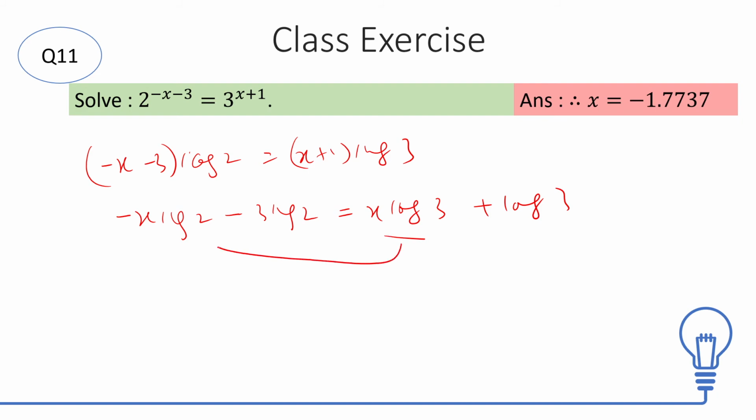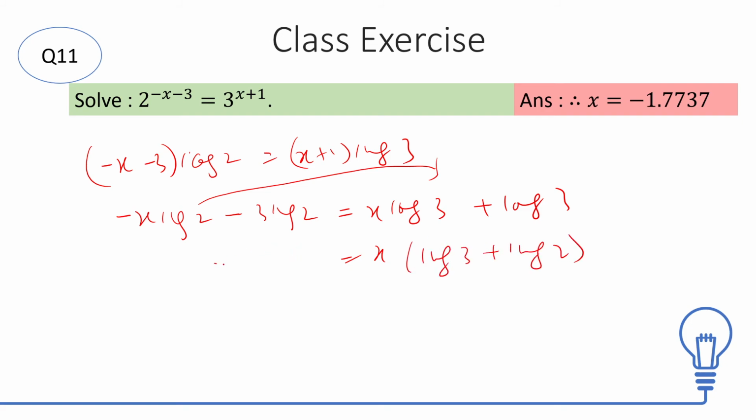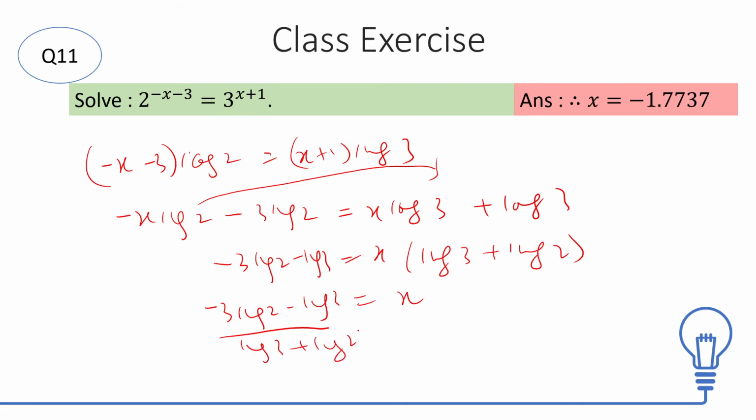This one shifted to the other side. Or I think this one shifted here is better, because it will become a positive value. I love positive values. So I have negative 3 log 2 minus log 3, and then my x actually is negative 3 log 2 minus log 3, divided by log 3 plus log 2. You just key everything into your calculator, it will be fine.